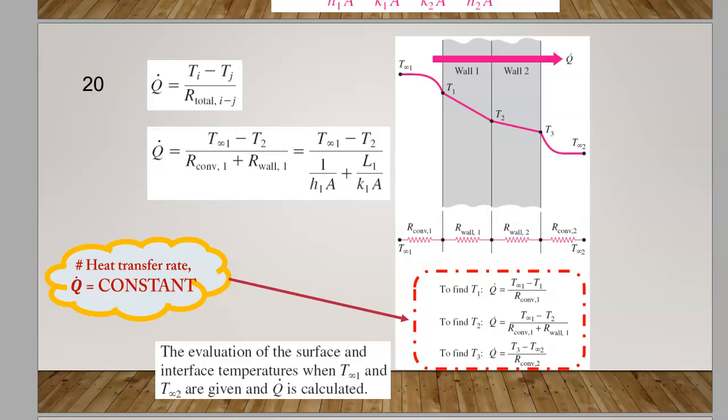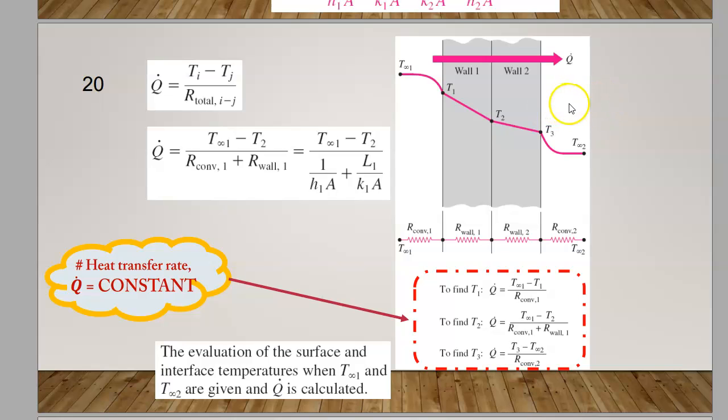Okay, here just to show that heat transfer rate Q is constant. So to find the Q and to find T1, the other way besides calculating Q, we could ask you to calculate T1, T2, T3. So you could use this formula, because Q is the same. Heat transfer rate over here is equal to heat transfer rate at the middle, is equal to heat transfer rate of wall 2, is equal to heat transfer rate of this.